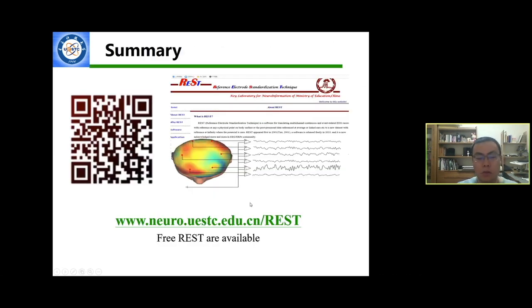And also other information about REST, including who uses REST and the applications of REST, and all other information, manuals, and instructions on how to use it are all available on the REST website, and also REST is free.